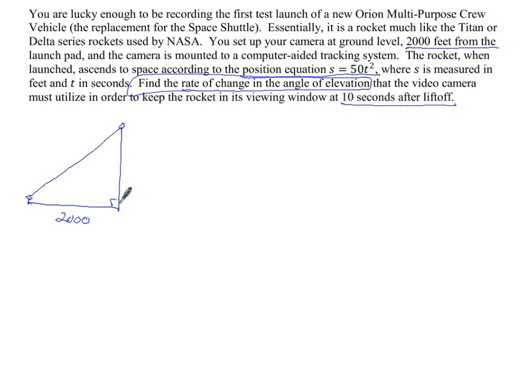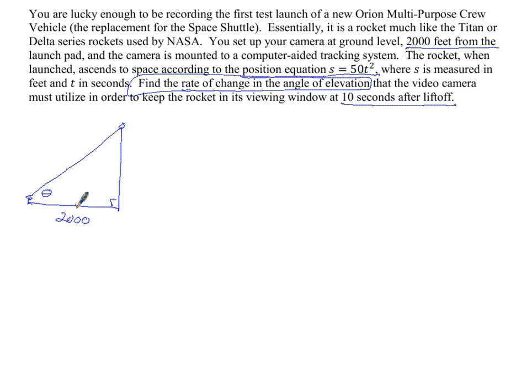But here's the issue. It says find the rate of change in the angle of elevation. What is that? What is angle of elevation, first of all? Yeah, you're looking up, right? An angle of depression would be looking down. So we have an angle of elevation, which means I'm looking at this angle right here as my theta. Doesn't have to be theta, but we usually use theta for angles, so I'll just call it theta.